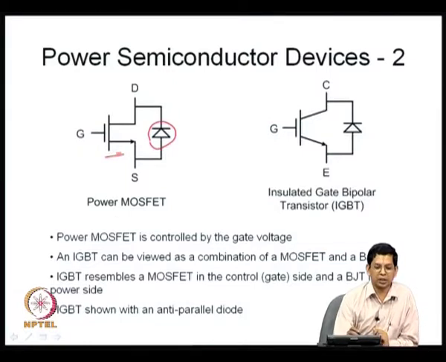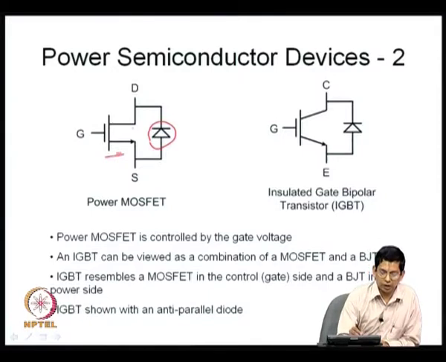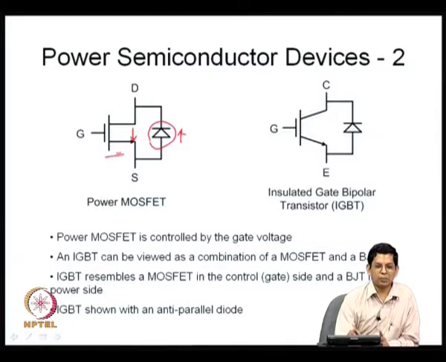So, it is a power MOSFET, it has a MOSFET and a diode in what you can call an anti-parallel connection, because the typical direction of conduction of the MOSFET is this and the typical direction of conduction of the diode is this. These two have been connected in parallel, but their directions of conduction are different. So, you use the term anti-parallel to indicate this. So, this is a power MOSFET, and it is controlled by the gate voltage.